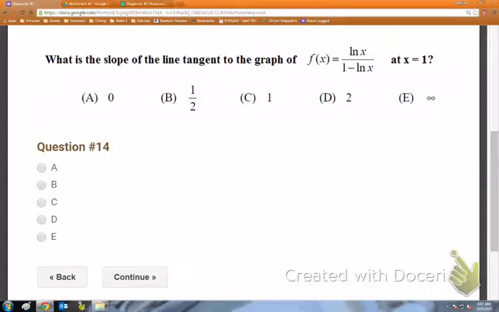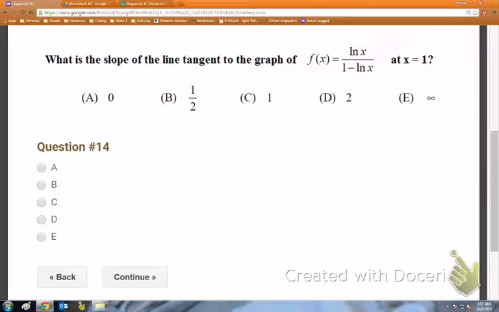What is the slope of the tangent line to the graph of this? So remember that slope of a tangent line is equal to the derivative. So we're trying to find the derivative of this function at x equals 1. You'll notice that I have some x's on top, I have some x's on bottom, which means that I need to use the quotient rule because I have a function divided by a function of x.